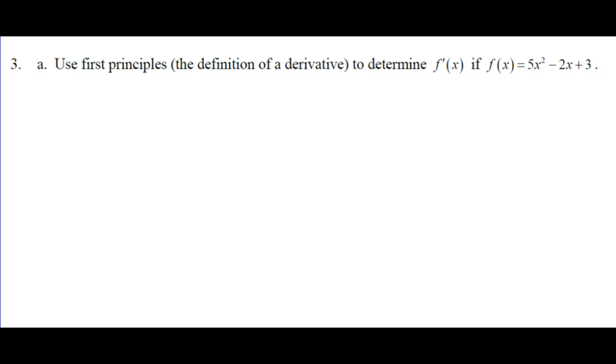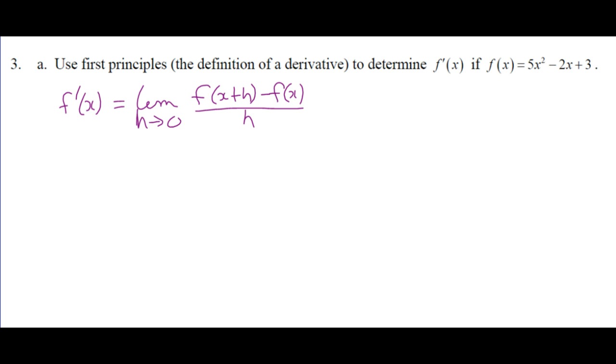Use first principles, the definition of a derivative, to determine the derivative. We're not quite done with first principles. Okay, so f prime of x is the limit as h approaches 0 of f of x plus h minus f of x over h. This is the preferred one. Some of you like the x minus a version, but I think this one's easier.